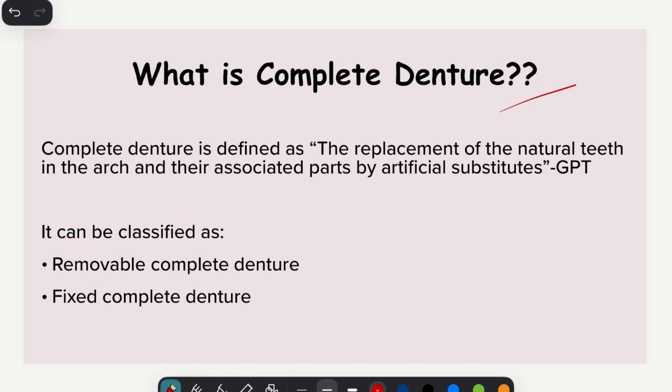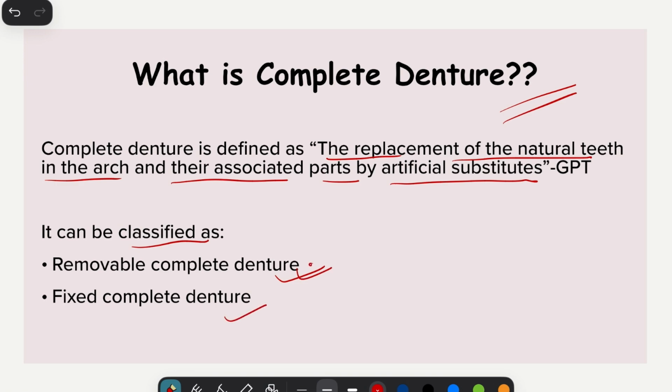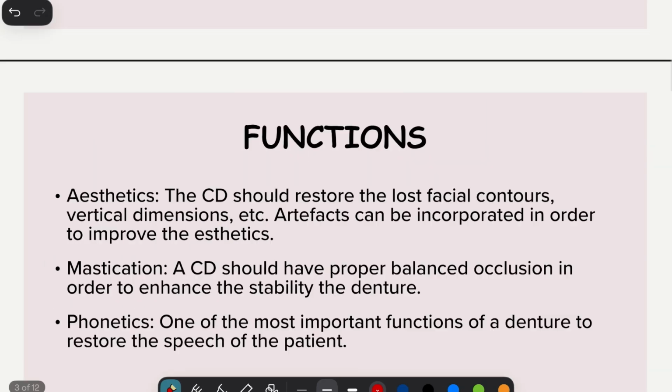So, what is a complete denture? A complete denture is defined as the replacement of the natural teeth in the arch and their associated parts by the artificial substitutes. It can be classified as removable complete denture and fixed complete denture. A complete denture can be maxillary complete denture, mandibular complete denture, or complete denture in both arches.